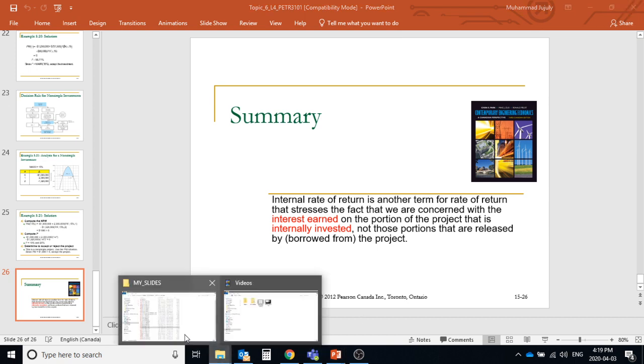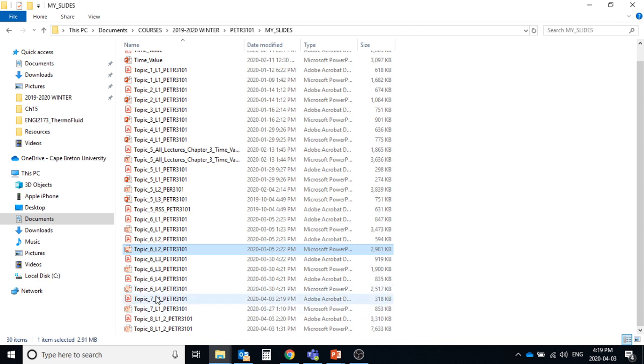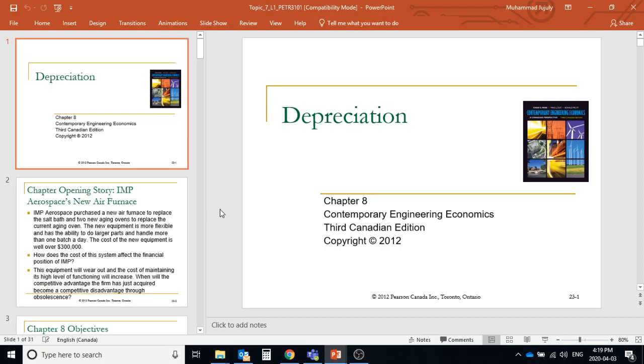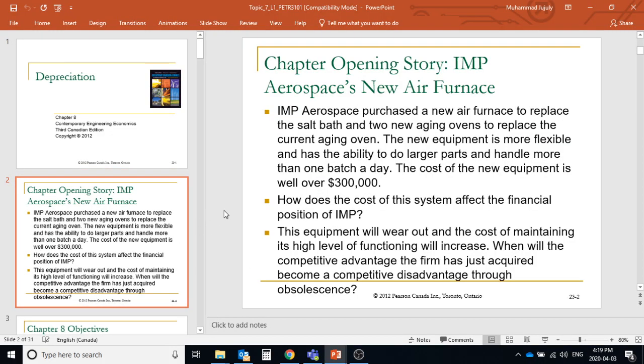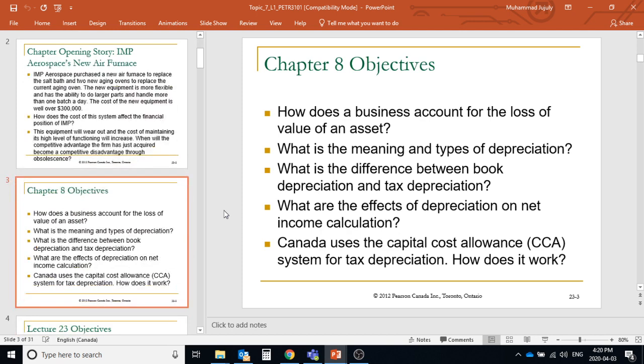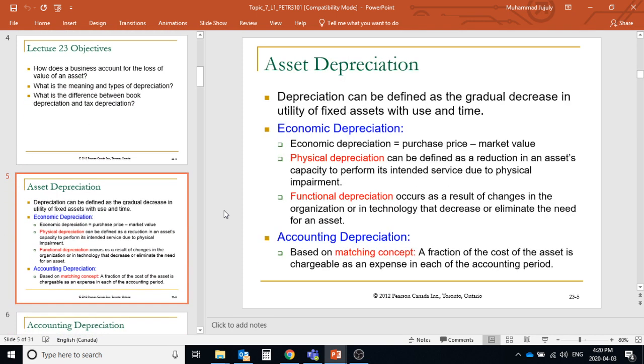Now let's go to chapter 8. Chapter 8 is depreciation, and a few concepts about depreciation are given. I already told you in class what the concept of depreciation is. Depreciation is the loss of value of an asset, and this is how it works.